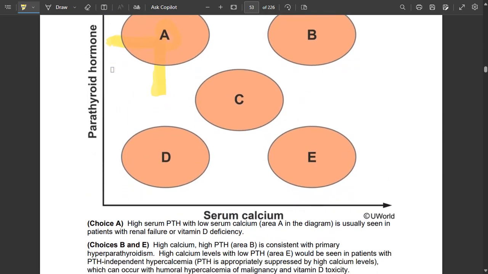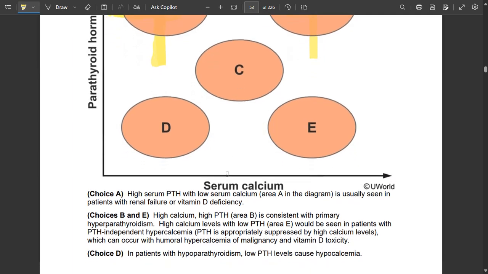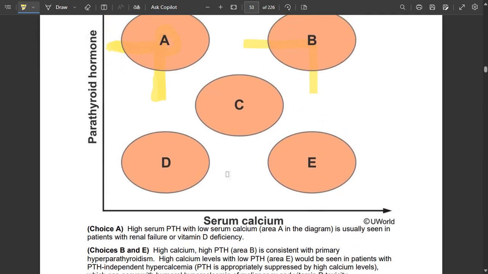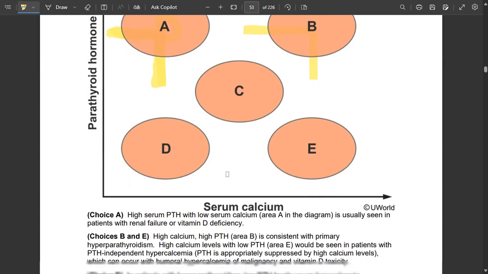In B and E, there is a high amount of calcium and a high amount of PTH in the body. B is consistent with hyperparathyroidism: parathyroid hormone is high and calcium is high.